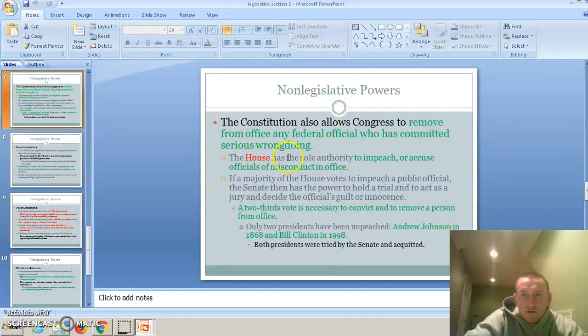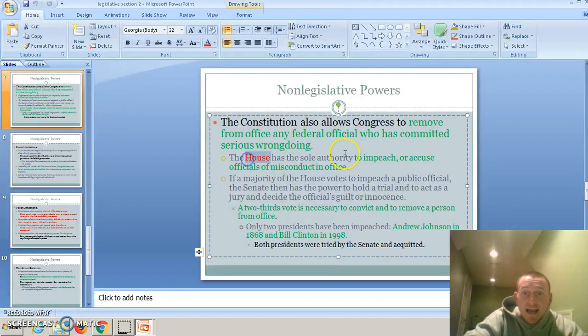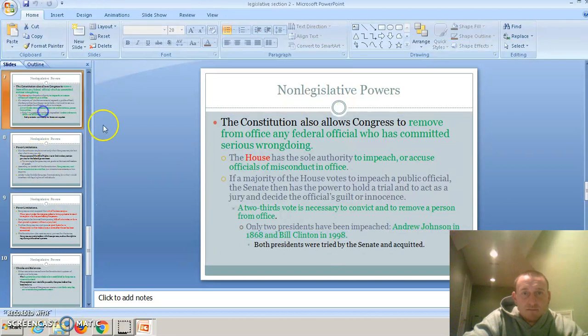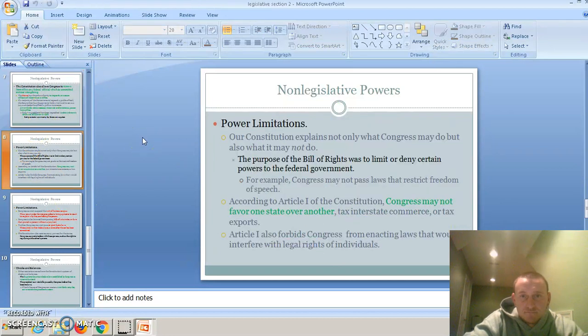Okay? The Constitution allows Congress also to remove officials. So like the House, they can impeach. If you don't know what impeach means, it's when they remove them from office. But they need a 2/3 vote to impeach them. Only 2 presidents that have been impeached were Bill Clinton and Andrew Johnson. Both of them were eventually acquitted. Okay, but you can look that up on your own later.